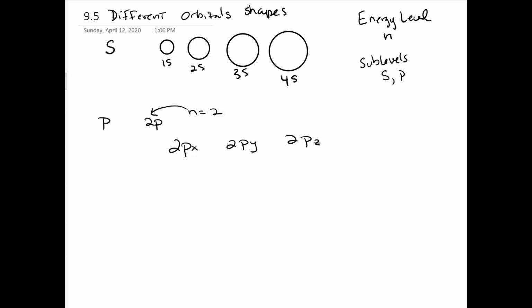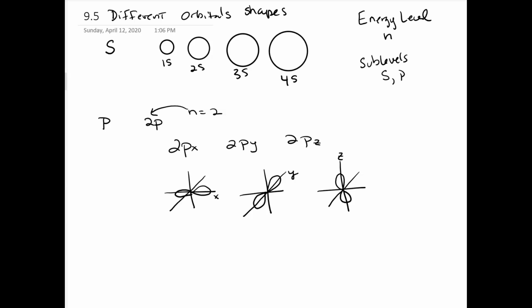All p orbitals have the shape of a dumbbell. Px is the dumbbell oriented on the x-axis. Py is an orbital oriented on the y-axis, and 2pz is the same shape oriented on the z-axis. So these all are meant to represent orbitals of the same size.